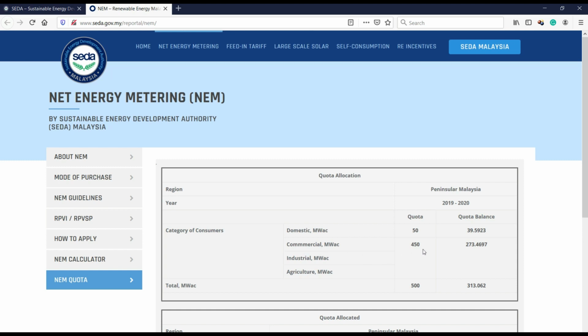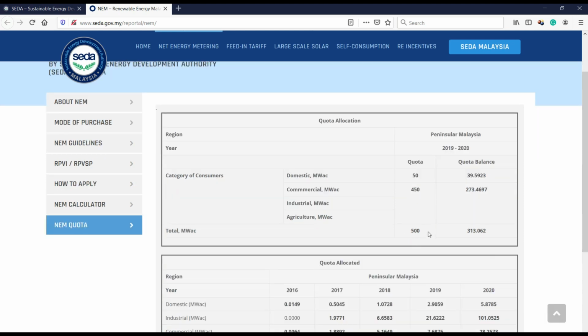Commercials, so the quota is 550 megawatt. So left, the balance now is 273 megawatt. So the total quota, we have 500 megawatt. So the balance is about 313.062 megawatt AC.